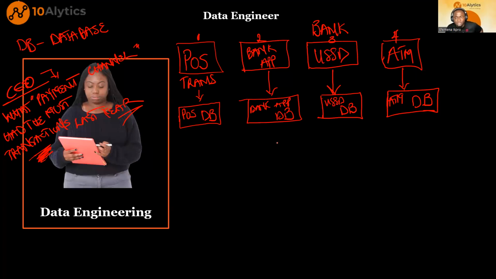So that's where the data engineer comes in. You need all the data in a centralized location, which is what we call a data warehouse. You need all the data from POS, bank, USSD, and ATM, all the transactions from all the databases, stored in a central data warehouse.